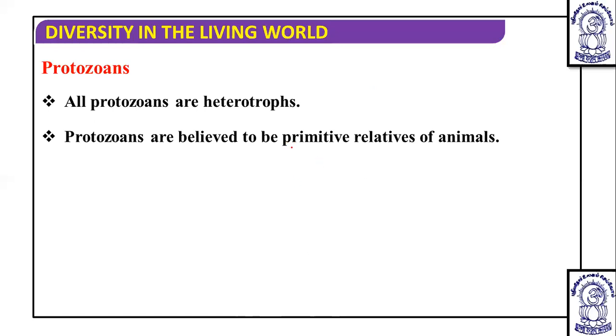Dear students, remember what term it is. Primitive, not advanced. Because sometimes they will ask you which of the following statements are correct and incorrect, and in that they write protozoans are believed to be advanced relatives of animals. Sometimes by mistake we take it as a true or correct statement, but it is incorrect. It should be primitive relatives, ancient relatives of the animal.